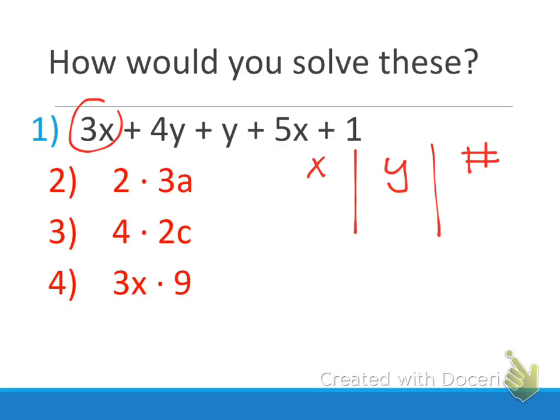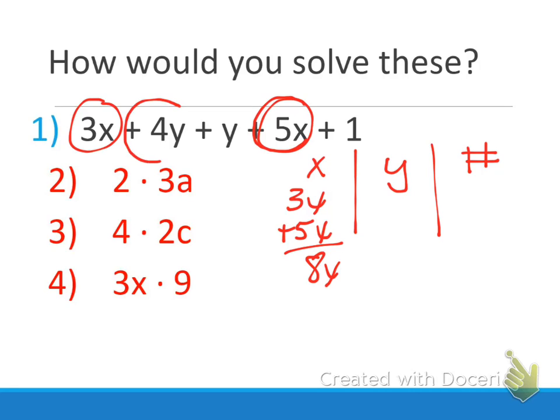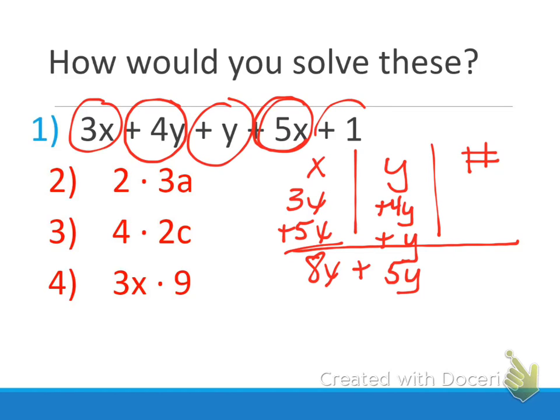So the X family is 3X plus 5X. Make sure you write this in your notes, okay? So you have 3X plus 5X. That's a total of 8X. And in the Y family, we have plus 4Y plus another Y. Plus 4Y plus Y. How many is that? 5. Good, 5Y. So we have 8X plus 5Y, and then we have a 1 left. So plus 1. Okay? That's pretty straightforward. That's what we've been doing.